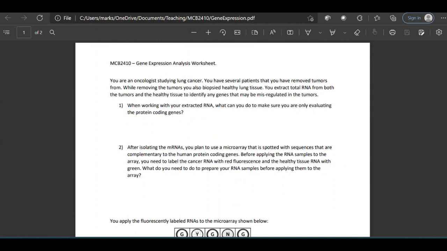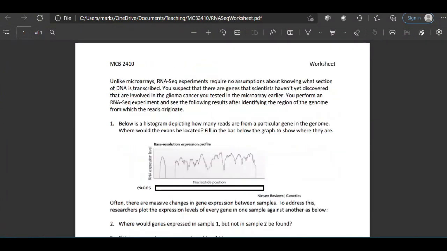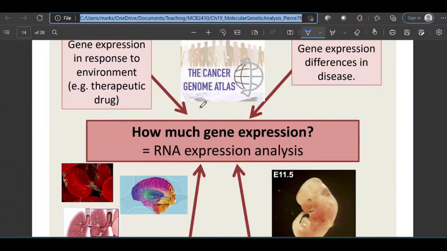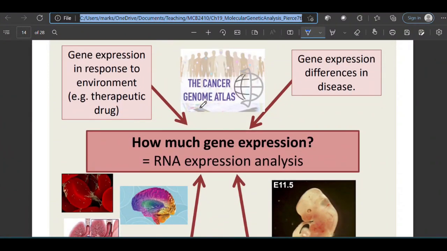Let's talk gene expression. We've got two different worksheets on gene expression. One we're going to look at and compare the older method, northern blot analysis, to the newer method, microarray analysis. And then that actually got supplanted by RNA-seq, which will be a different worksheet.